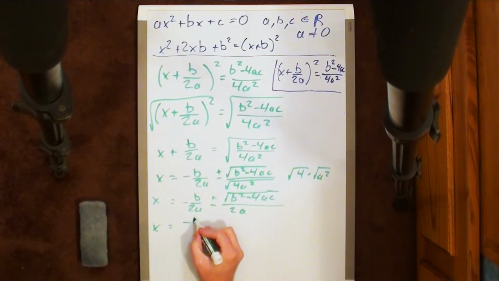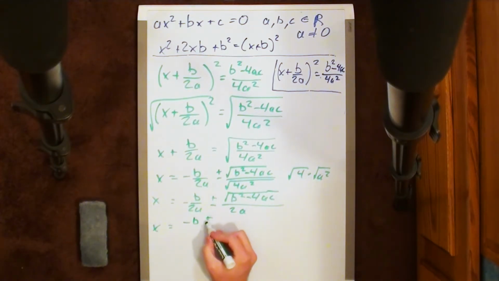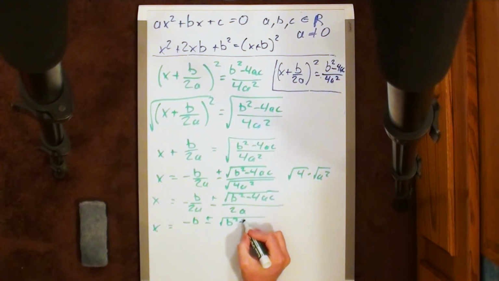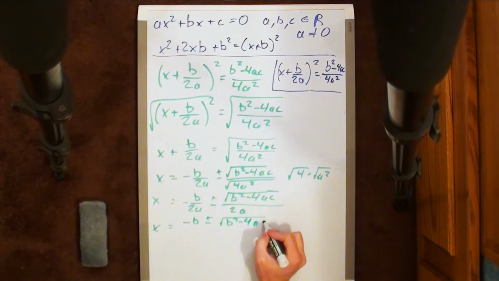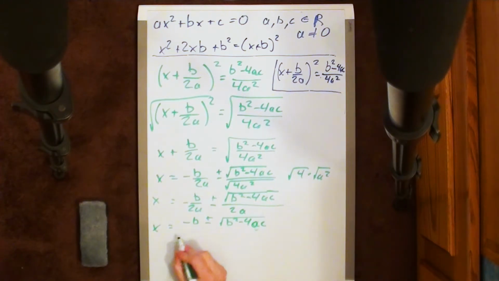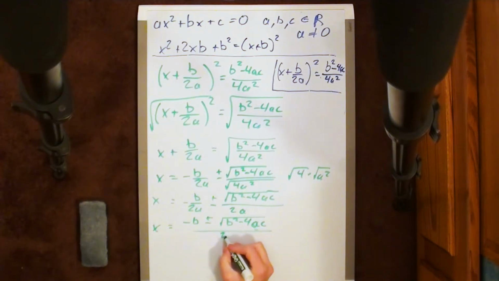And pretty much now we have x equals negative b plus or minus the square root of b squared minus 4ac. Now since both of these have common denominators, we're just going to combine them right here, over 2a. Okay? And that's the quadratic formula.